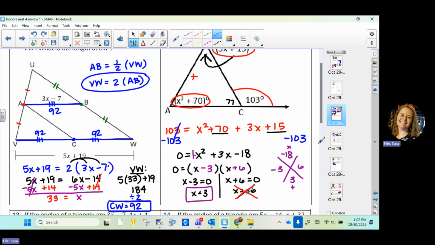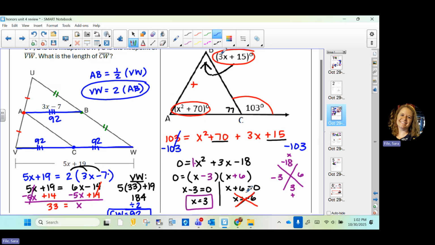But when I go to check those in my angle measures up here, if I plug in a negative 6 to angle B here, I get 3 times negative 6 is negative 18, plus 15 is negative 3. It does not make sense to have a negative angle, does it? So that cannot be it. But if I plug in a 3, it works because I get 3 times 3 is 9, plus 15 is 24. And then down here I get 3 squared is 9, plus 70 is 79. And the 79 and 24 do indeed add to 103. Does that make sense?